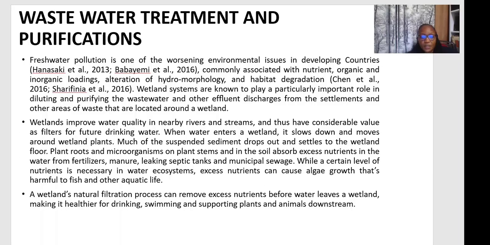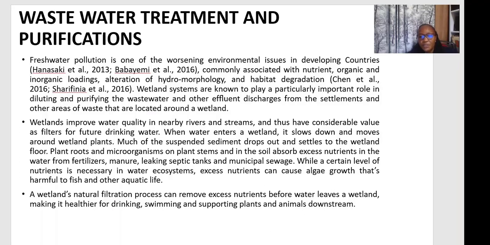Let's go in and understand wastewater treatment and purification. We must come to the understanding that freshwater pollution is one of the worsening environmental issues in developing countries. This was documented by Anasaki and others in 2013 and by Yemi and others in 2016.